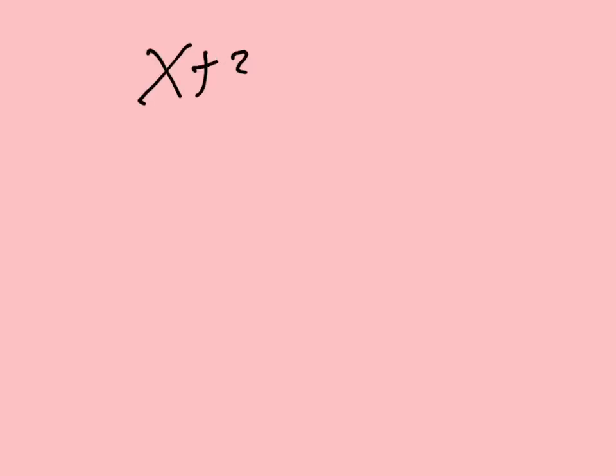X plus 3 equals 10. So first we identify what's the variable. Oh, our variable is x. And what's happening to our variable? We are adding 3 to our variable. And what is the opposite of adding 3? It's subtracting 3. So we're going to subtract 3. Now, if I subtract 3 from the left side, I also must subtract 3 from the right side.